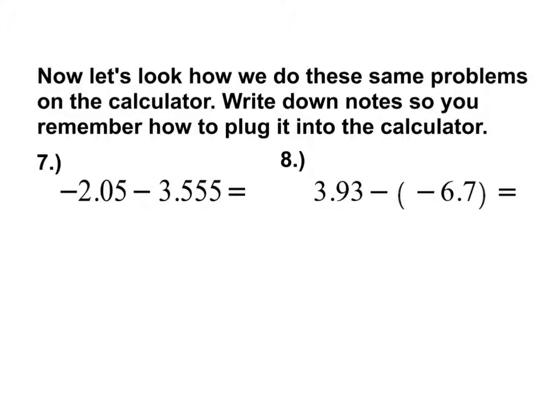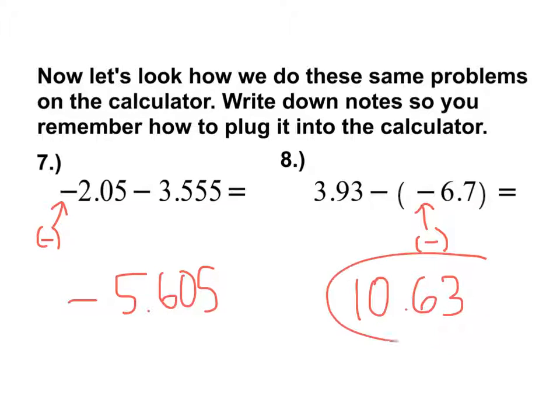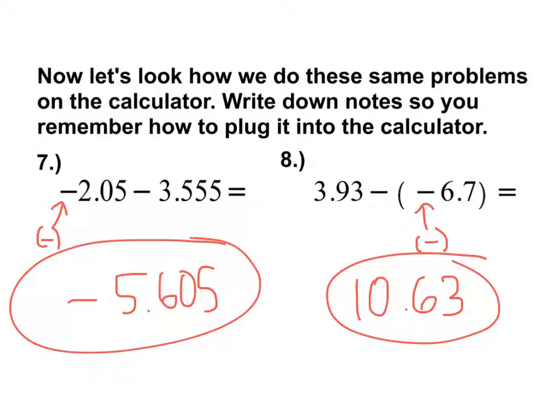Go ahead and type these into the calculator to see if we got the same answer. Remember the difference between the negative and the subtract on the calculator. So this is a negative and this is a negative. The rest are subtract. Okay, so we get negative 5.605 and we get 10.63 as our final answers for these two. So we've just verified on the calculator that we got the correct answers previously.